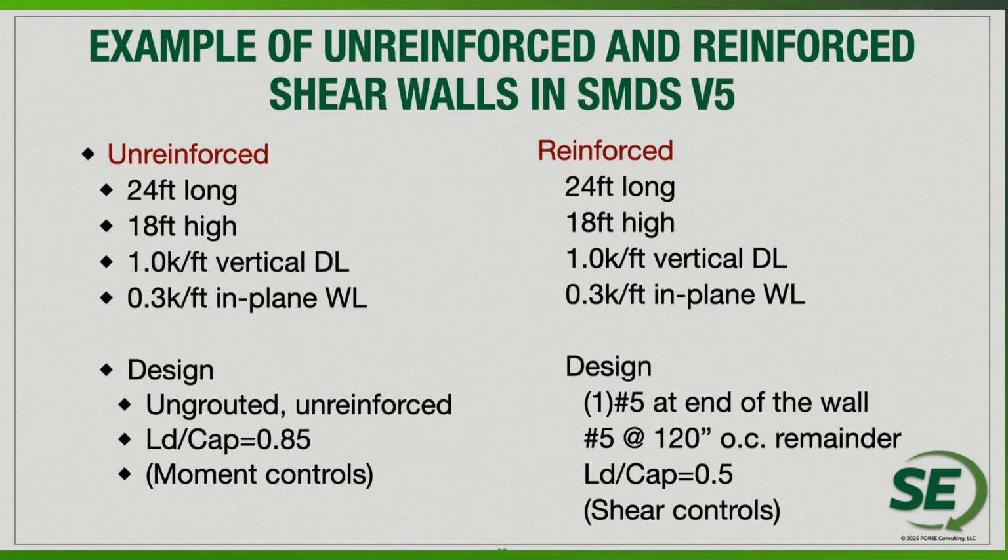a couple bars at the end and a couple within the interior portion of the wall, so a number 5 at 120, you can see the load to capacity ratio drops from 0.85 down to 0.5. So same wall, almost the exact same materials, just a little bit of reinforcement and grout. You can also see the shear is going to be the controlling portion of the equations for the walls.